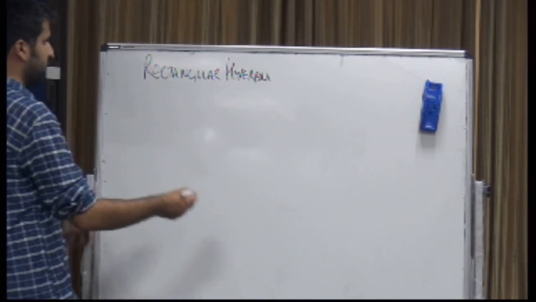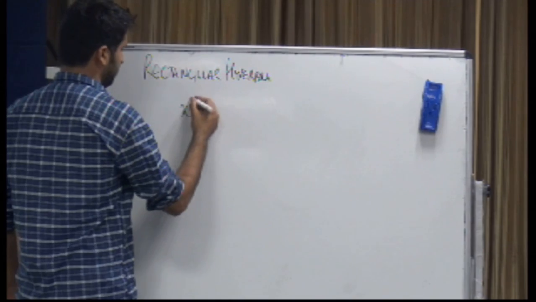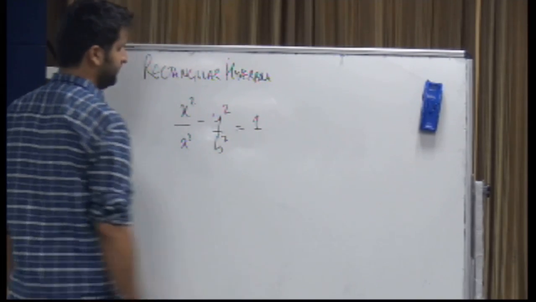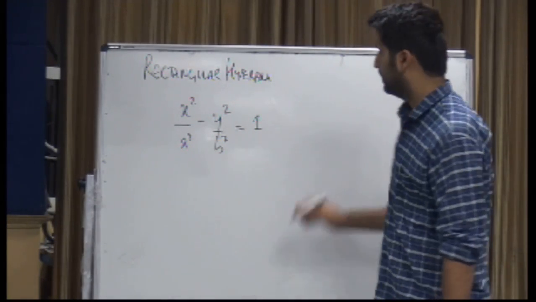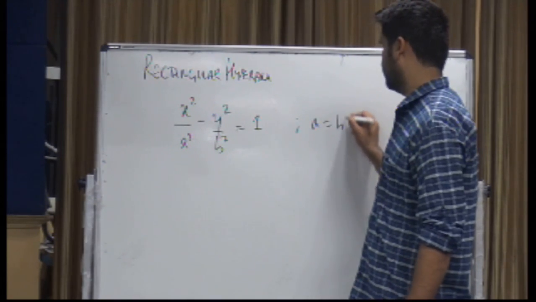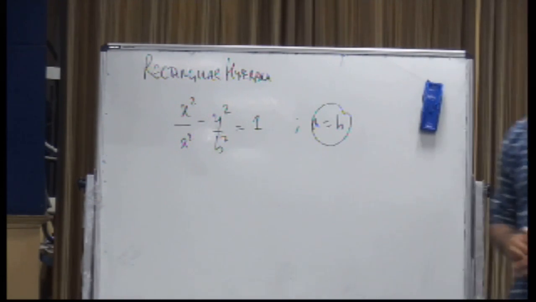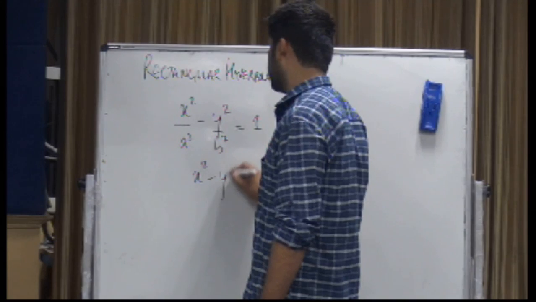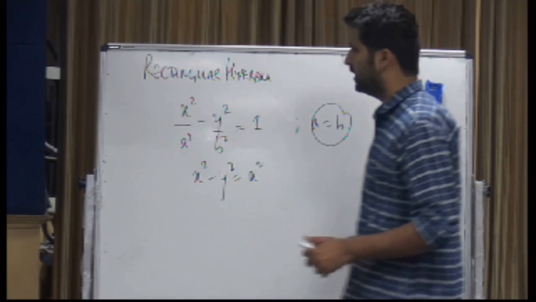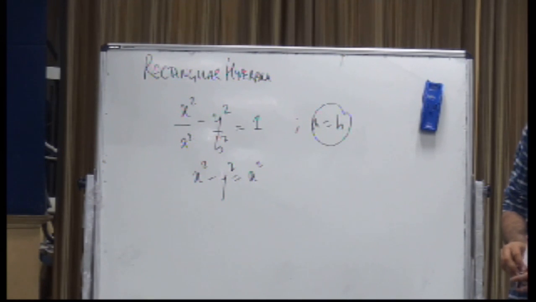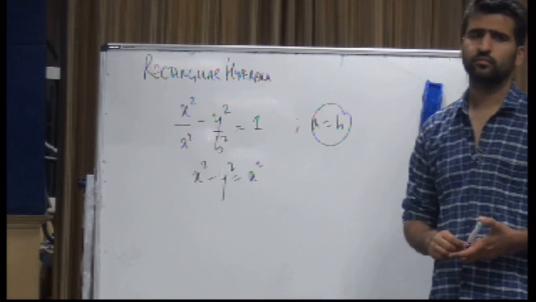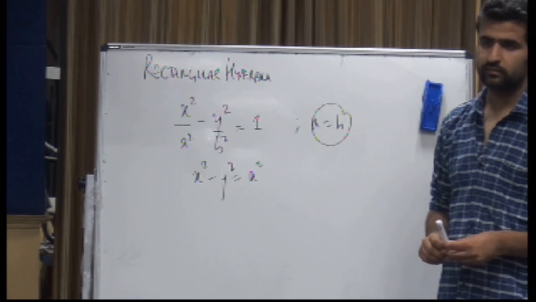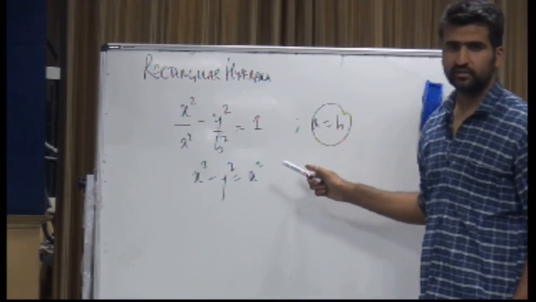So in the case of rectangular hyperbola, we have x²/a² − y²/b² = 1, let's say. For rectangular hyperbola, a will be equal to b. So therefore, the equation will get reduced to x² − y² = a². If I did the same thing for ellipse, what would happen? It would become a circle. If we did the same thing for the case of ellipse, it would become a circle.